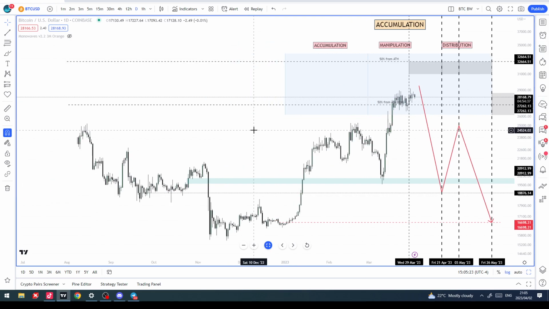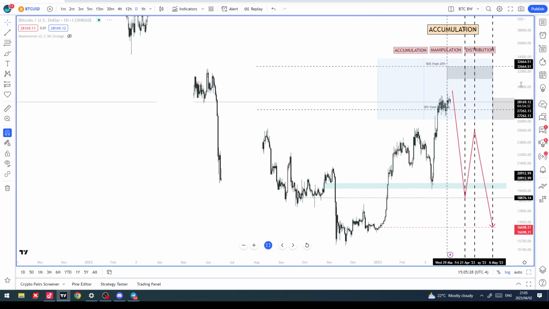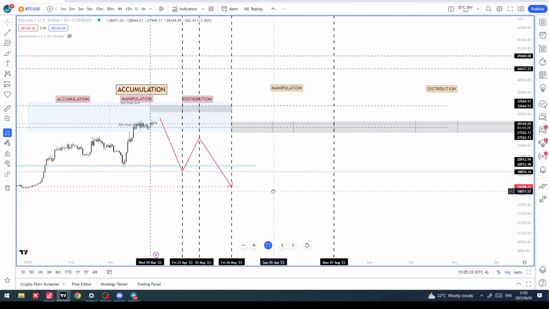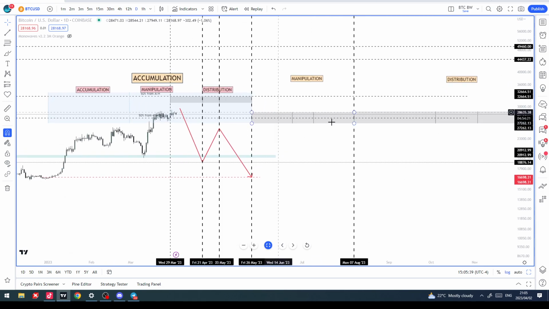BTC. I am a bit late in. So you would remember me posting this in the group: accumulation, manipulation, distribution of the entire year, and that is broken down into 2, 3, 4, 5 parts. And within each part, you'd have a similar 3 phases occurring, because it's all fractal.